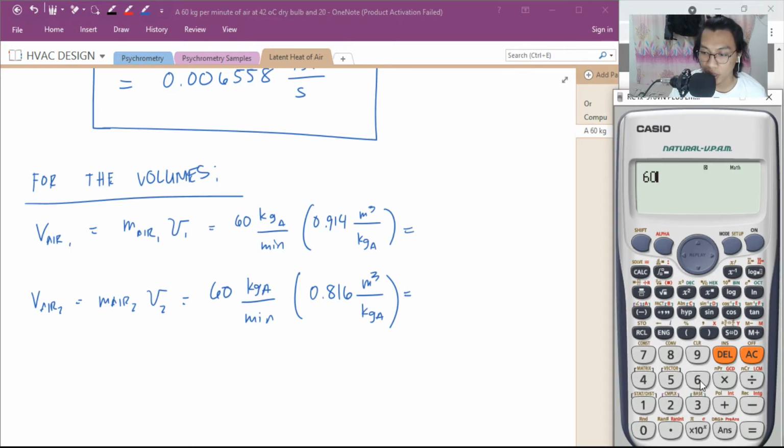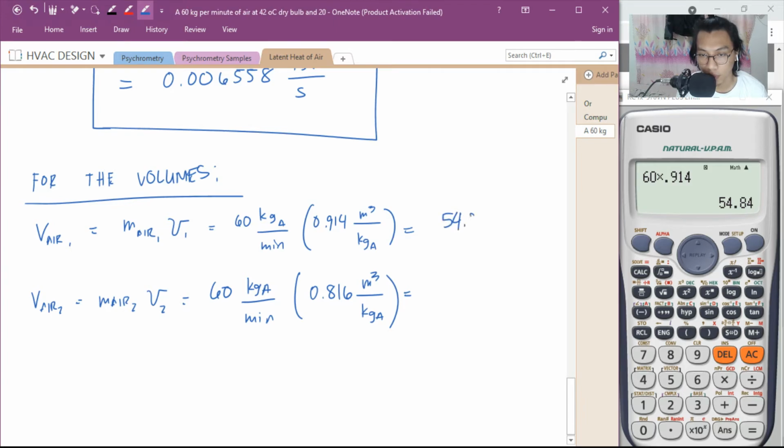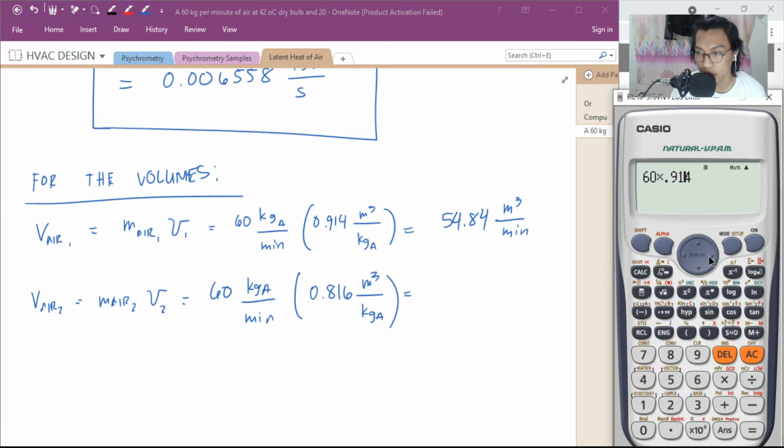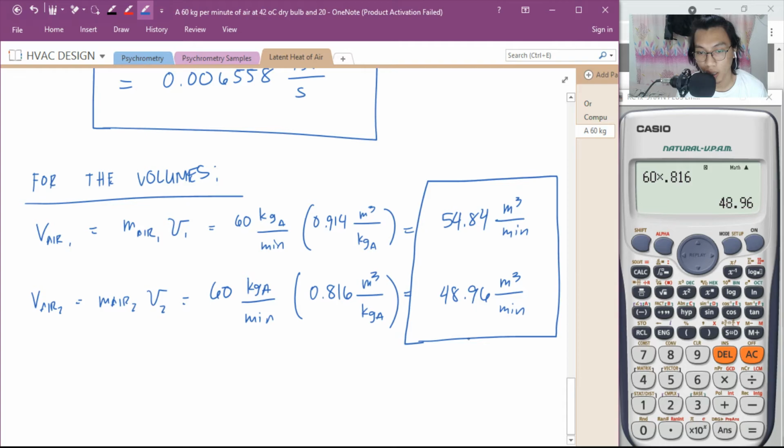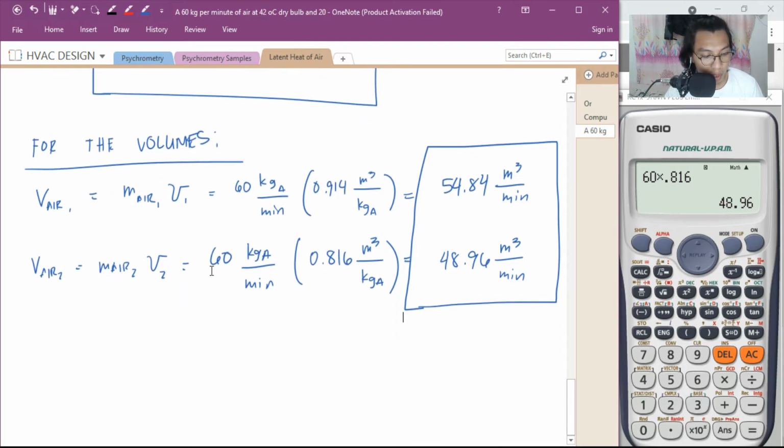So, 60 times 0.914. The answer is 54.84 meter cube per minute. How about yung isa? 0.816. The answer is 48.96 meter cube per minute. So we solved for the volumes. Okay. Now, how about the QL? The latent heat. QL.